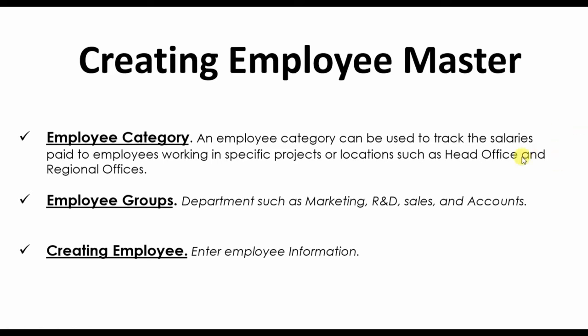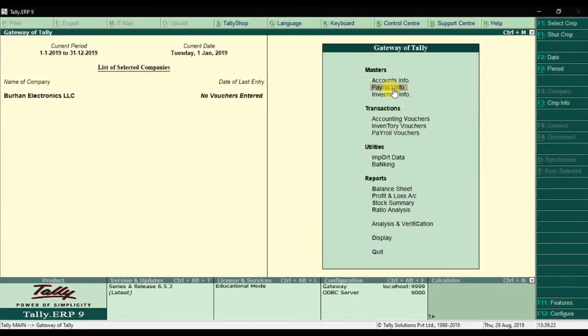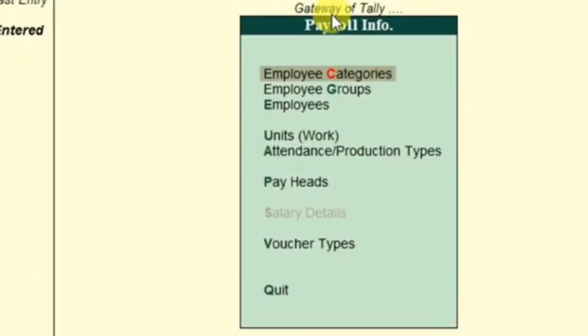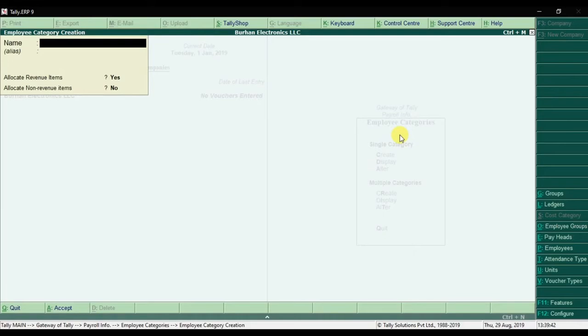So, how to create employee master? Go to Gateway of Tally. Then go to Masters Group. Select Payroll Information. Choose Employee Categories. We can create a single category or multiple categories. It depends on you. Here we are creating a single category. Create. We are required to enter the requisite employee details and employee group.